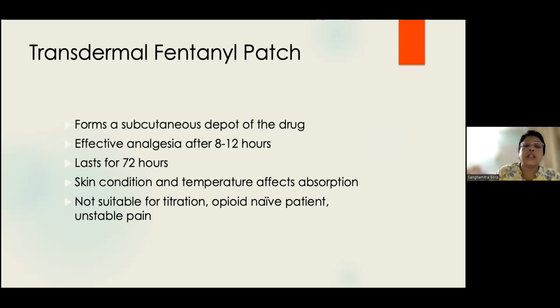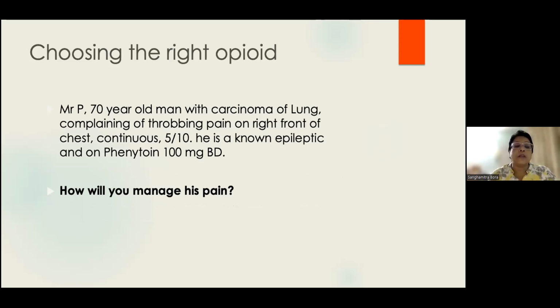Okay, so what are the things that we need to understand here? Suppose there's a Mr. P, who is a 70-year-old man with carcinoma of the lung. He's complaining of throbbing pain on the right front of the chest. The pain is continuous, 5 on 10. He is a known epileptic and on phenytoin, 100 milligrams BD. So how will you manage this pain?